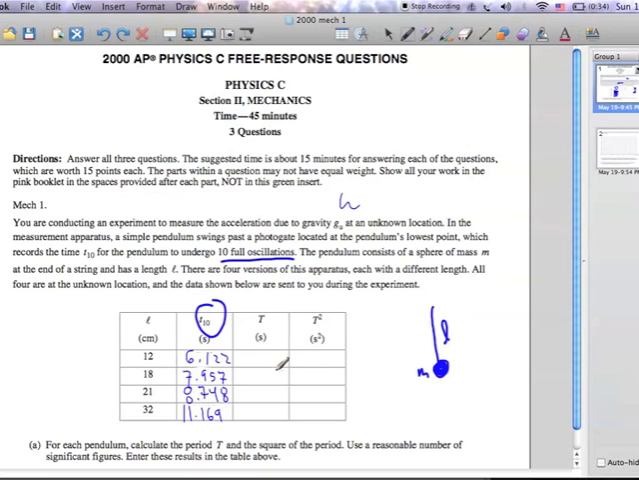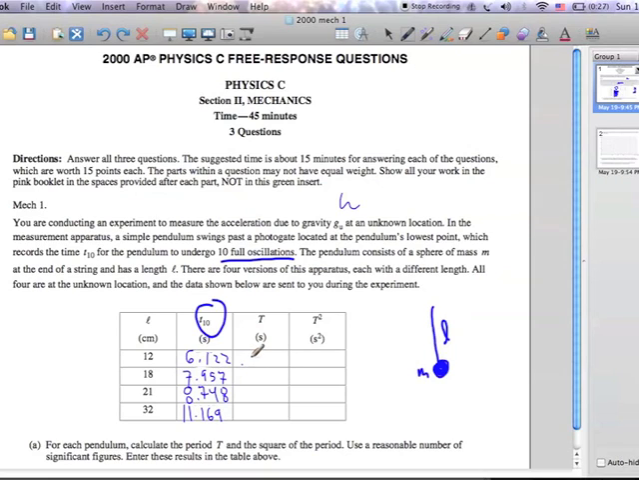So when we're finding the period of each of these, it's pretty obvious. This column is for 10 oscillations. So we divide each of these by 10 to find the period, and that doesn't take a calculator to do. Just move the decimal place.